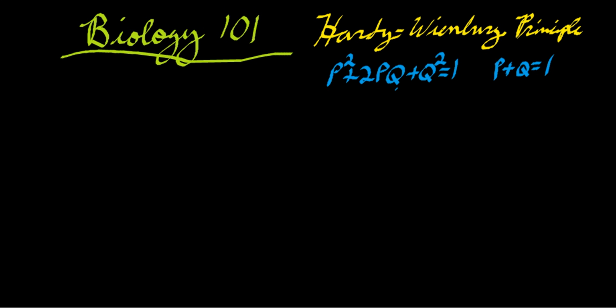Today we're going to discuss the Hardy-Weinberg Principle. Most people know the Hardy-Weinberg Principle as p squared plus 2pq plus q squared equals 1, and also the second part of the equation, p plus q equals 1. So what is the Hardy-Weinberg Principle? It deals with knowing and figuring out the frequency of alleles in a population, such as homozygous dominant, homozygous recessive, or heterozygous in a population.